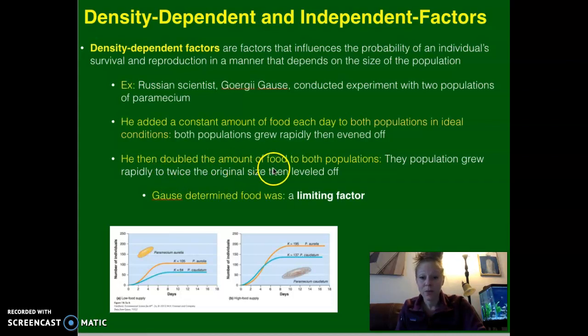But then what he found is that there was a limiting factor, and that the limiting factor was food. When the paramecium ran out of food because their populations grew and grew and grew, and then they ate all of their food, they were competing with one another. And so therefore there was a limiting factor. Because there were so many paramecium in a defined area, they ran out of something. And in this case it was food. Food was the limiting factor.